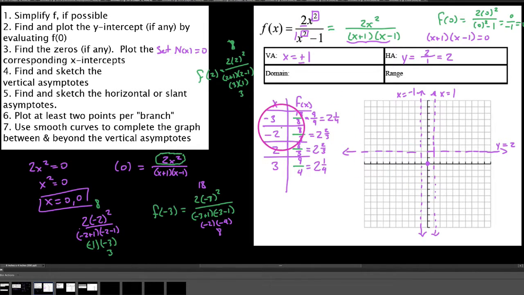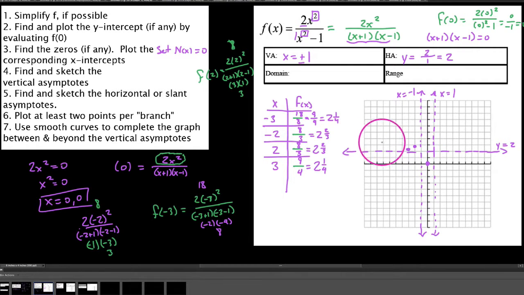So now all we're going to do is go graph these points in. In this particular instance, at -3, we'll go left 3, 1, 2, 3, and we'll go up 1, 2, and a 4th. So it's really, really close to this horizontal asymptote. Left 2, up 2 2/3 would be just a little bit higher than that point right there.